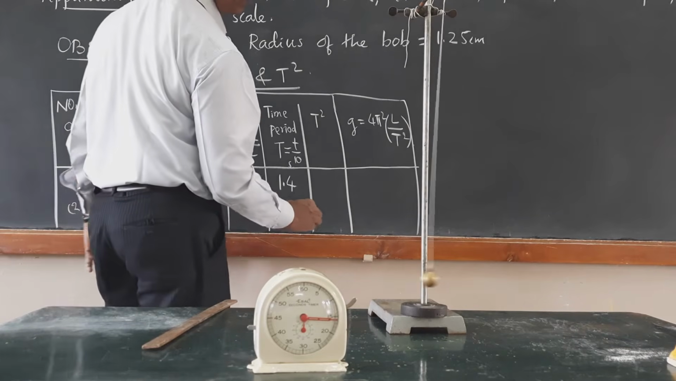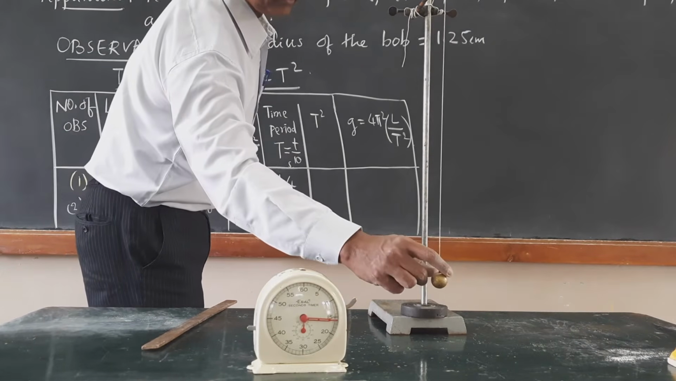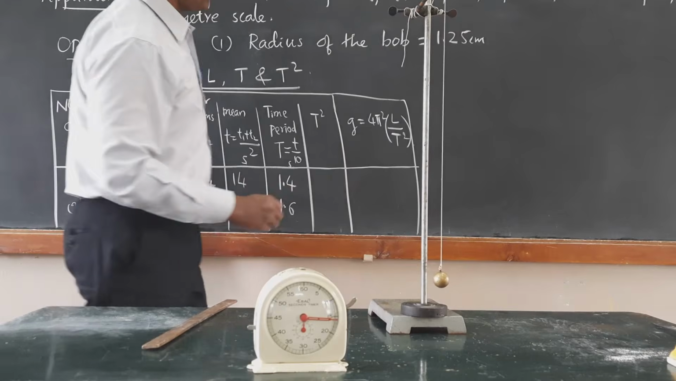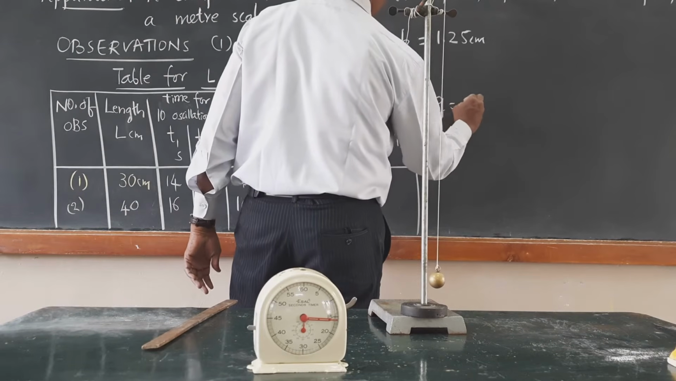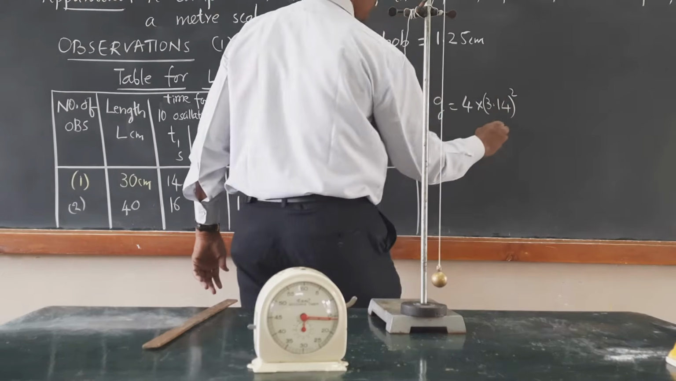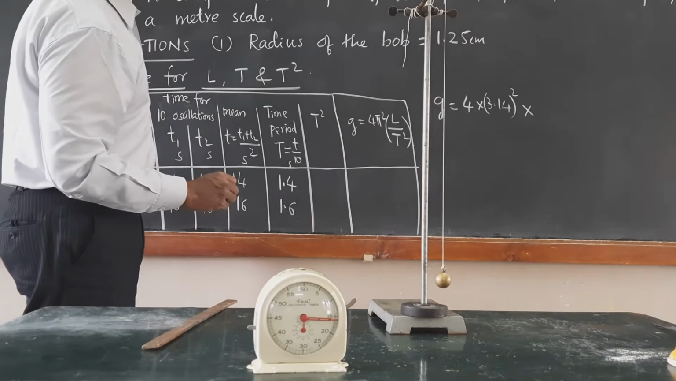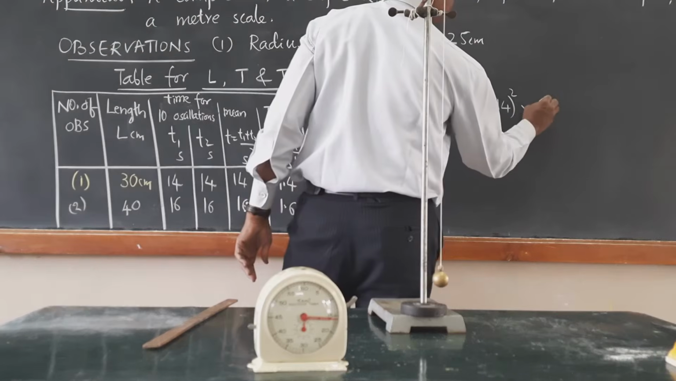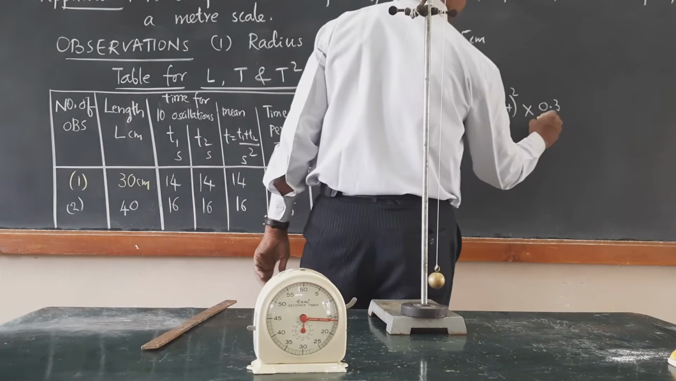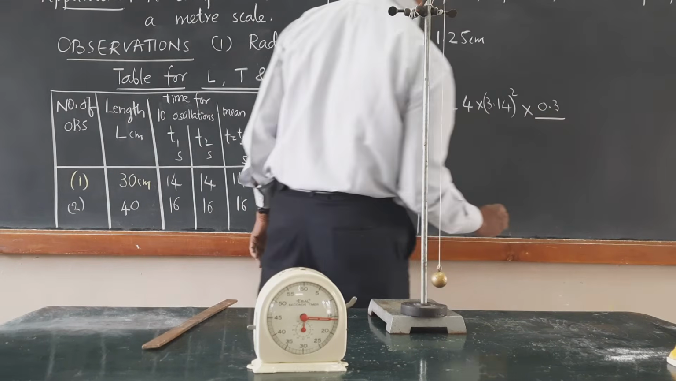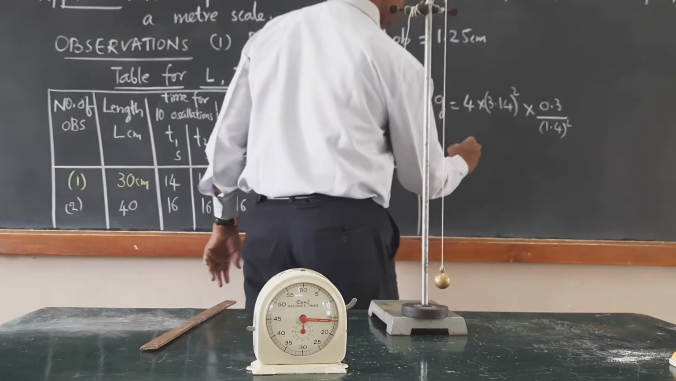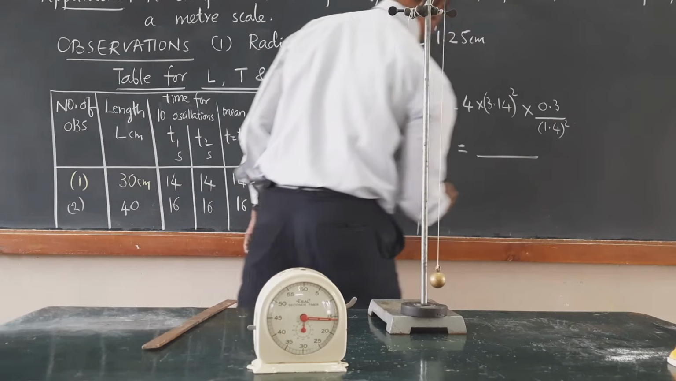So when we substitute the values of L and T square, you will be able to get the value of g. g is equal to 4 into 3.14 square into length. The length at first we took is 30 centimeter, so we can take it as 0.3 meter, divided by T square. T square is 1.4 whole square. If you carry this out, you are going to get the acceleration due to gravity for the first observation.